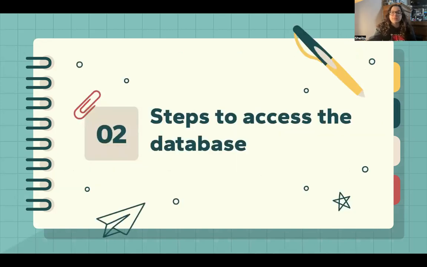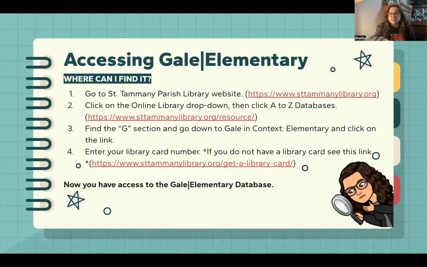So steps to access the database. I'm going to go over this first, and then I'm going to physically show you. So first you're going to go to St. Tammany Parish Library website, which I have linked right here. And then you're going to click on the online library dropdown, and then click A to Z databases, which I have also linked right here if you want to just do a shortcut. You're going to find the G section and then go down to Gale In Context Elementary and click on the link. You got to enter your library card number.